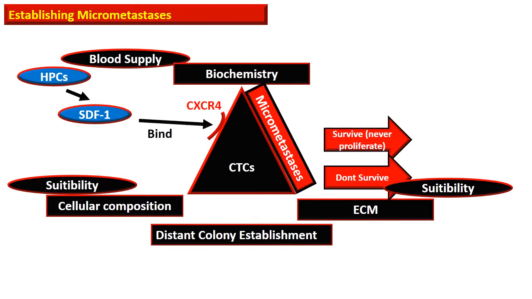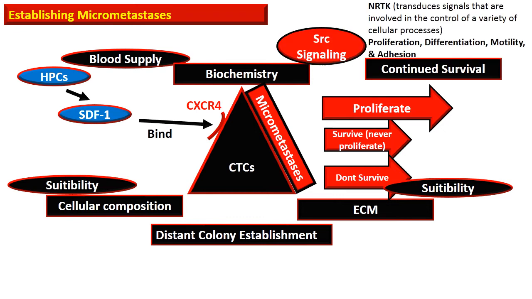Most of this is achieved through the HPCs that have been recruited through the blood vessel, recruited from the bone marrow, and these HPCs, hematopoietic progenitor cells, express SDF. This SDF protein binds with its receptor that is present on the circulating tumor cell, that is the chemokine receptor type 4, and it is responsible for the proliferation of these tumor cells and development of micrometastasis.